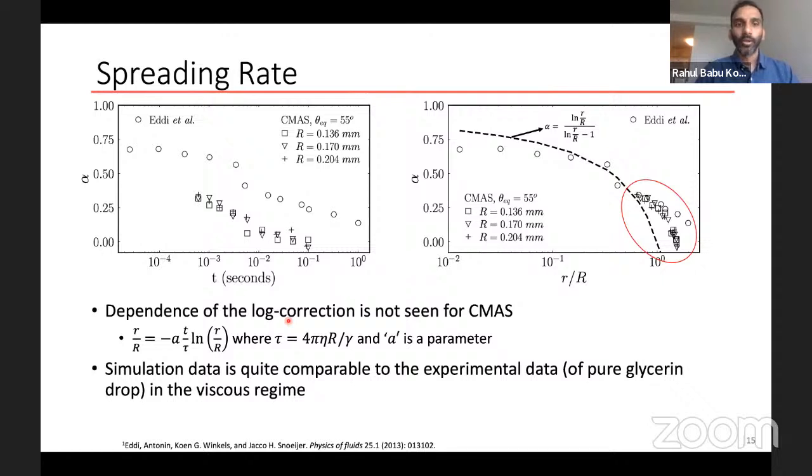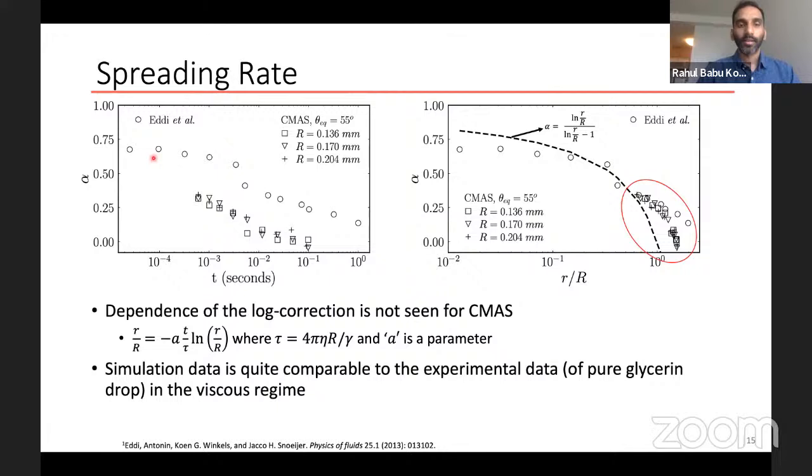Next up, we looked at the spreading rate, the slope of these curves as a function of time and as a function of non-dimensional spreading. And for reference, we have used the experimental data of Eddy and co-authors. This particular data point, which is shown in open circles, refers to the pure glycerin drop. So the viscosity is about 1 pascal second. It's about 3 times lower than molten sea mass.